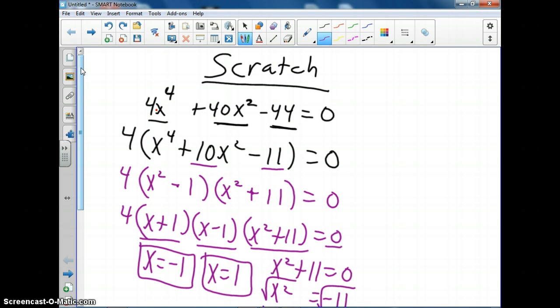Why does it make sense you have 4 answers? Because x is to the 4th power. Exactly. So you see, here's the thing. The degree tells you how many answers you should get. You should get 4 answers. Making sense now?